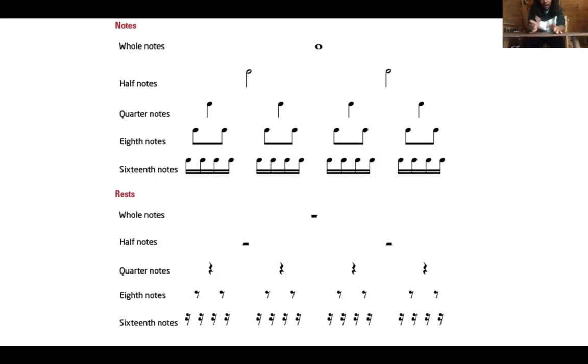Now I added in triplets because in YVBS we like to add triplets right after the 16th notes. Triplets, there's three of them per beat instead of four like a 16th note. So that's our rhythm tree, and then you can see the rests, what they would look like below.